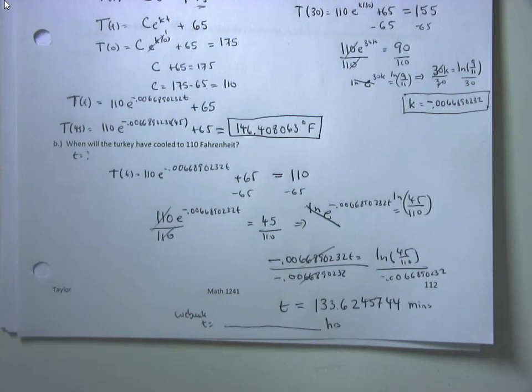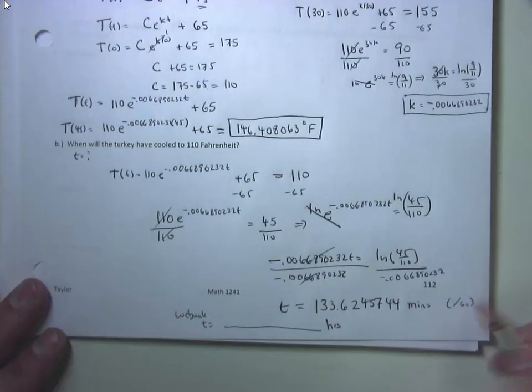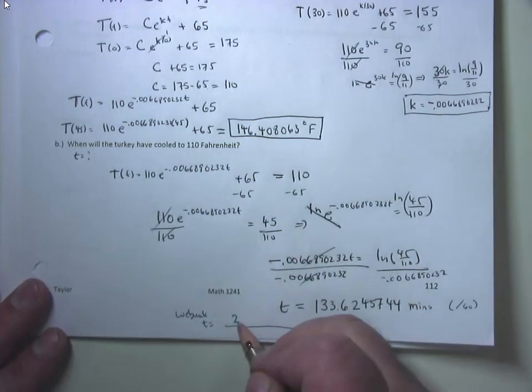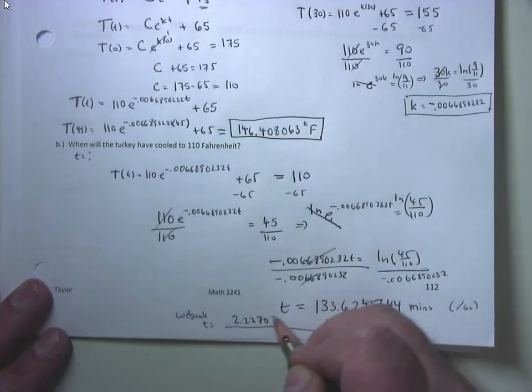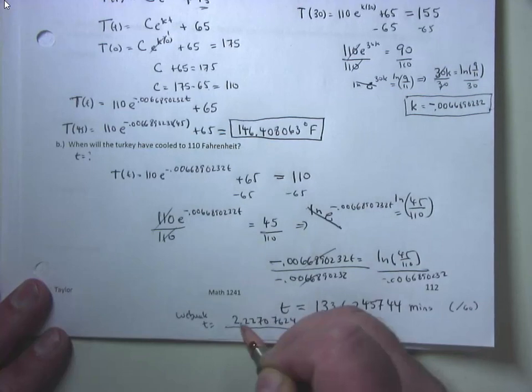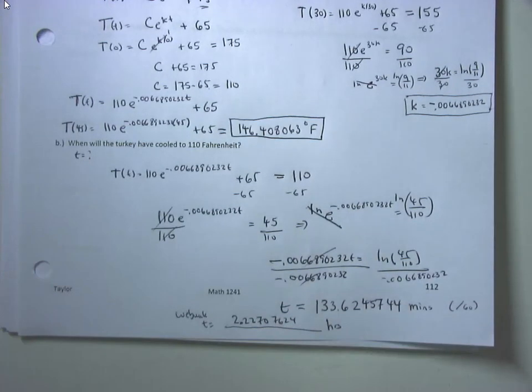And when I divide by 60, this is just a hint, I end up getting 2.22707624 hours is how many hours it would take the bird to actually cool down to be that central temperature, to be 110 degrees. Does that make sense? The temperature is moving towards room temperature.